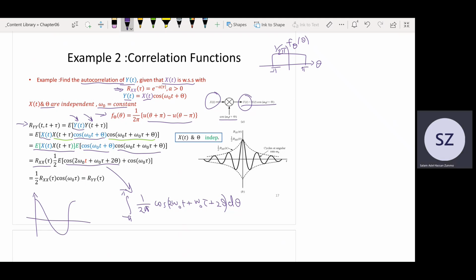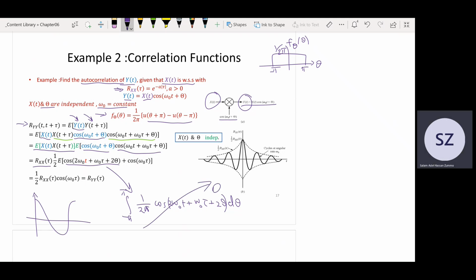So what do you get? It's a sine, from minus pi to pi. What is sine at pi? 0. What is sine at minus pi? 0. So 0 minus 0 is 0. And if you think about it, I'm integrating cosine over 1 period. Half will be above and half below, so they cancel each other. So this will give you 0.